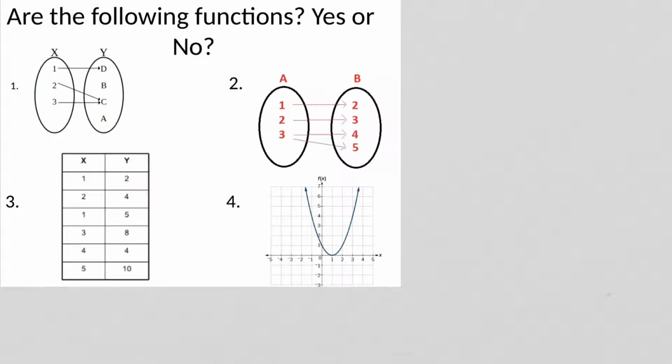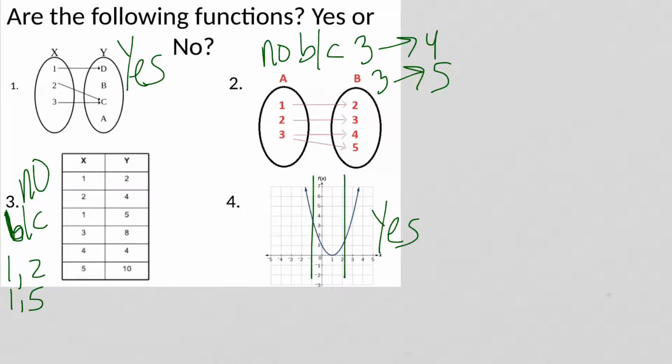Alright, here are 4 more examples. Take a look, get your answers, come back and see if you got them right. Alright, here are my answers. Number 2 is not a function because 3 is going to 4 and 3 is also going to 5. So 3 repeats in the domain. And number 3, in the table, is also not a function because 1 has 2 as a pair and 1 also has 5 as a pair. So the 1, the domain, repeats.